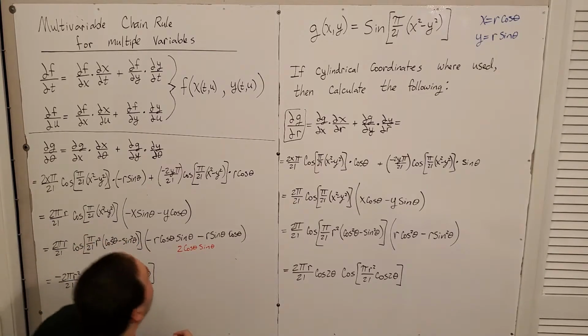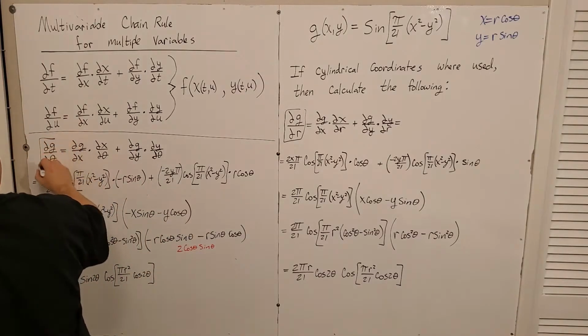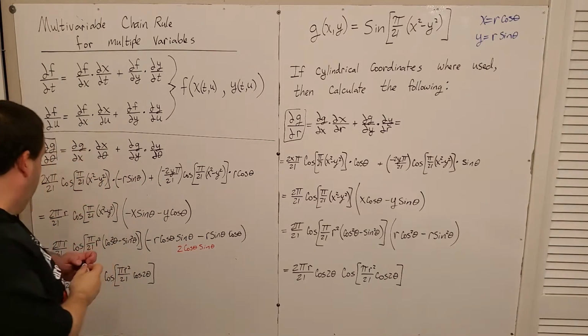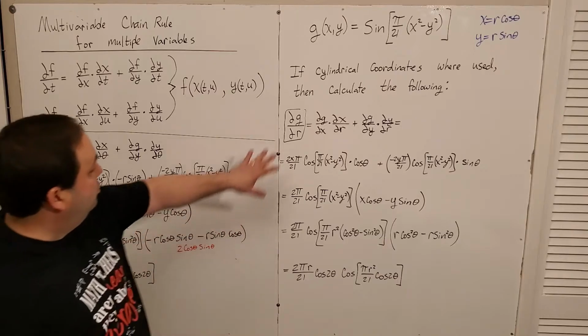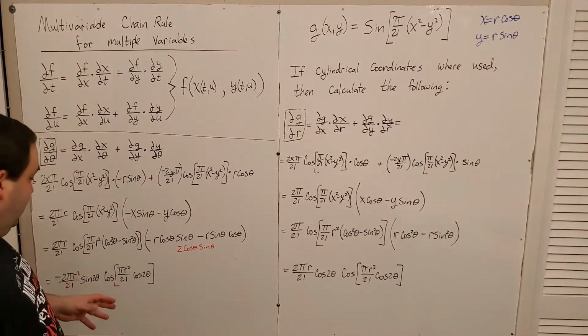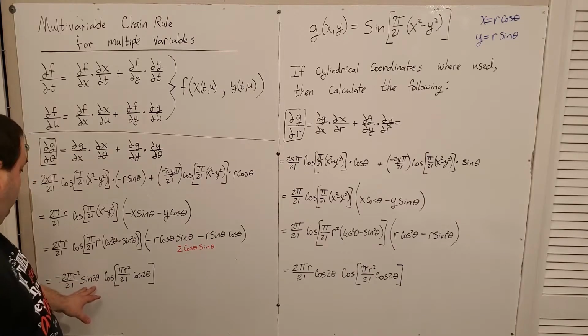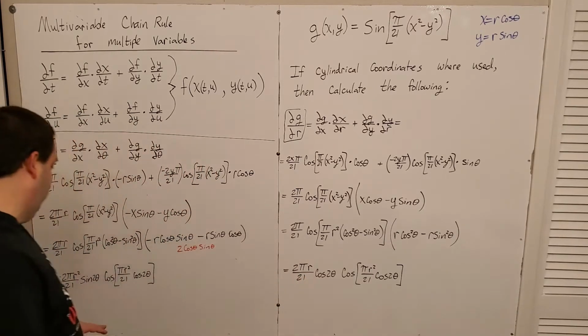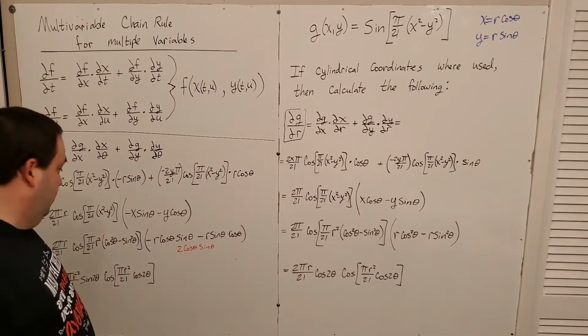Okay? So I've got my partial of g with respect to theta and my partial of g with respect to r now. Okay? Notice how it does kind of have a nice cool pattern to it, right? With the sine 2 theta and the cosine 2 theta on each one.